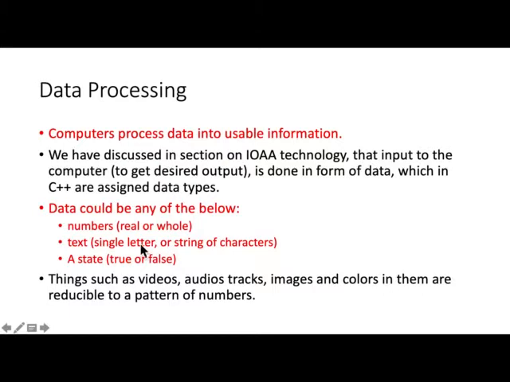You could have text that could be a single letter or a string of characters. So like SINGLE is a string. But if you take S alone, or I alone, or left parentheses by itself, that would be a character. Data could also be a state. It could be true or false. Things such as videos, audio tracks, images and colors in them are also reducible to patterns of numbers. Okay.